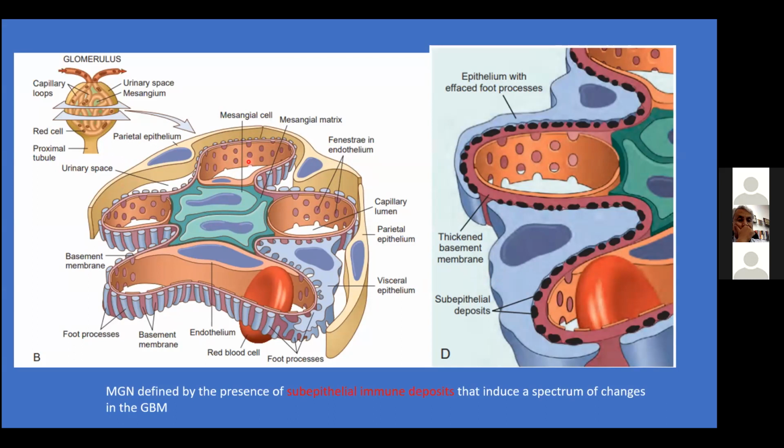As already told, it's a pathological diagnosis. Membranous nephropathy is defined by the presence of subepithelial deposits. Now, we can see the subepithelial deposits in the glomerulus.